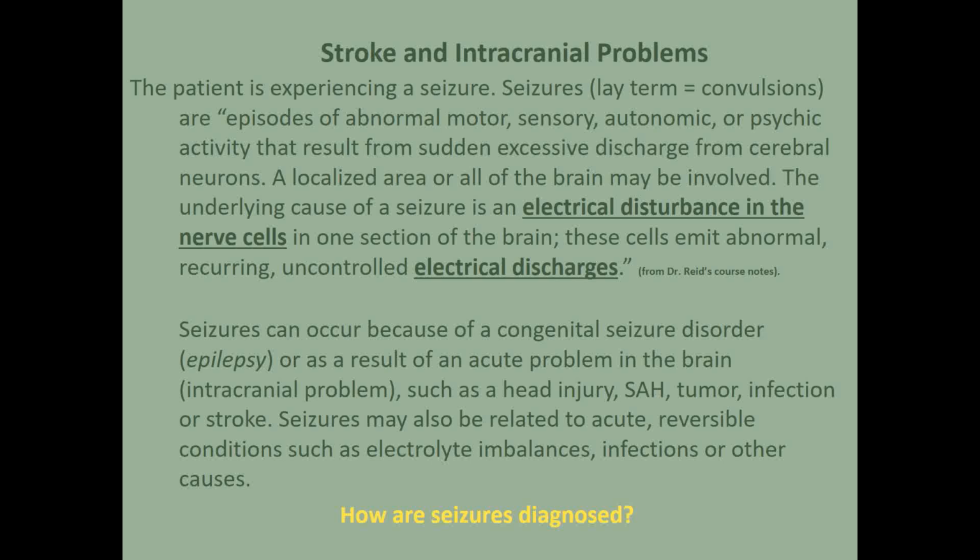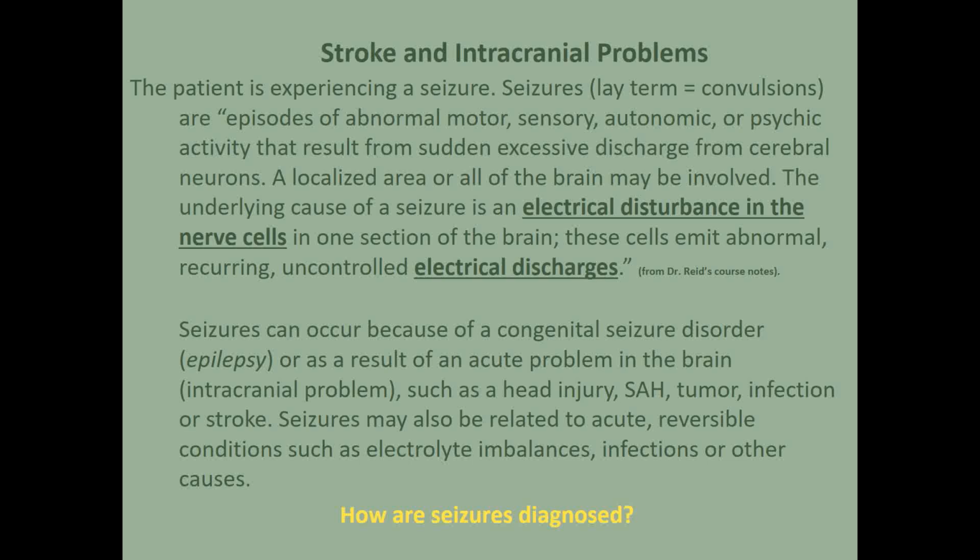Seizures are episodes of abnormal motor, sensory, autonomic, or psychic activity that results from excessive discharge from cerebral neurons. A localized area or the whole brain can be involved, but the underlying cause of a seizure is an electrical disturbance in the nerve cells. In other words, just like in the heart, the electrical activity must go from cell to cell, so too it must do so in the brain with the nerve cells. And so these cells can emit abnormal, uncontrolled electrical discharges.